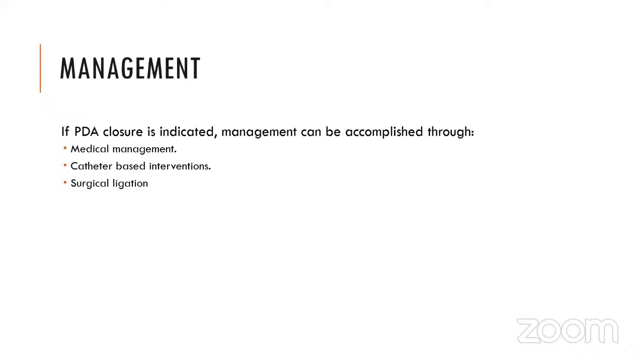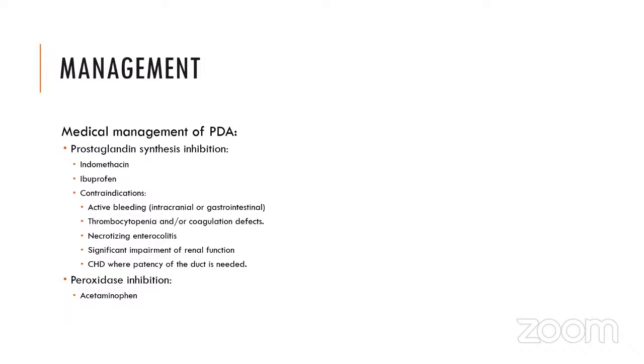If PDA closure is indicated, it can be accomplished through multiple modalities. You can close it medically, with a catheter, or with surgical ligation. Medical management is usually reserved for a premature infant, as it's effective in that population. However, in term or older infants, it's usually not effective. That's why it's not recommended.